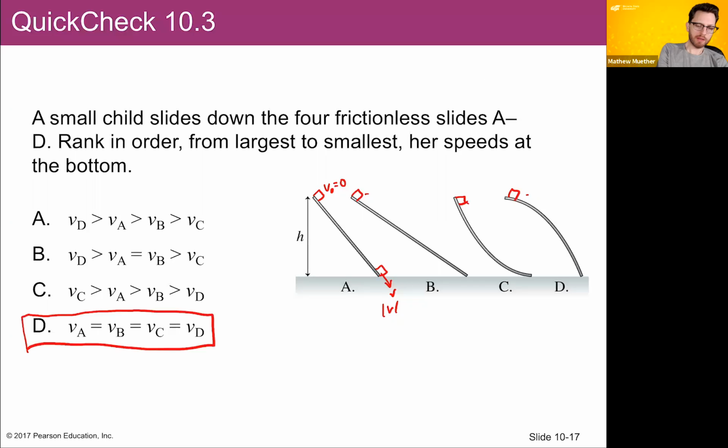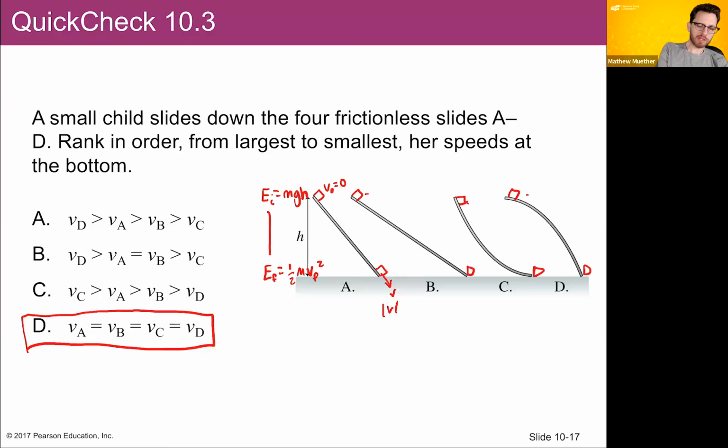How do we know that? Well, look, each object has the same initial energy. All the energy initially is potential energy, mgh. They also each end up at the same final position down here at the bottom of the slide. So the final energy will have used up all the potential energy, and I'll just be left with kinetic energy, 1/2 m v final squared.